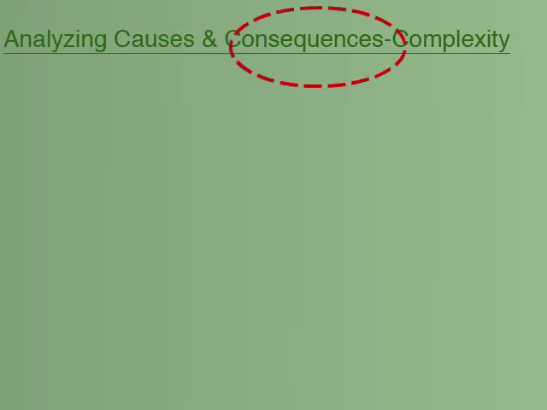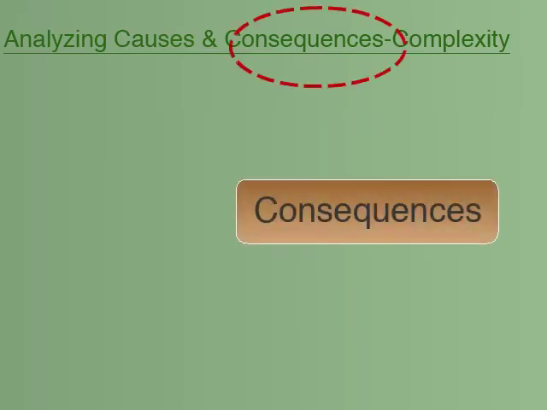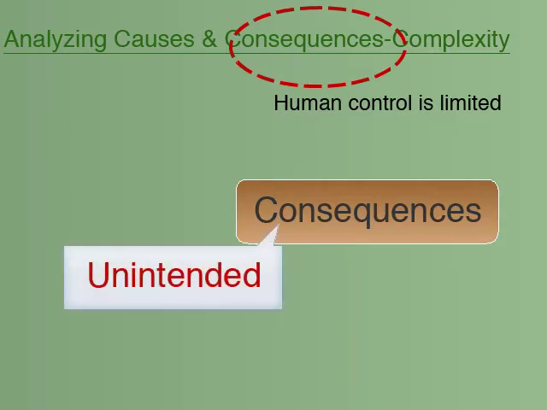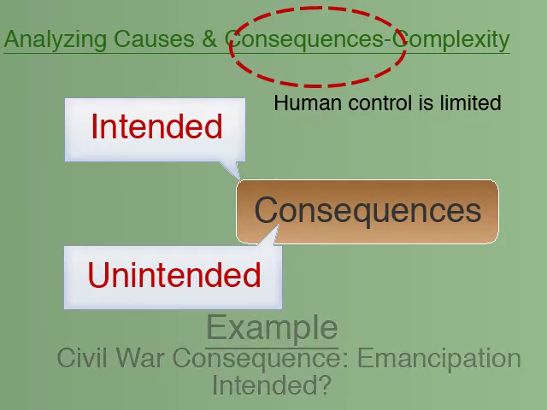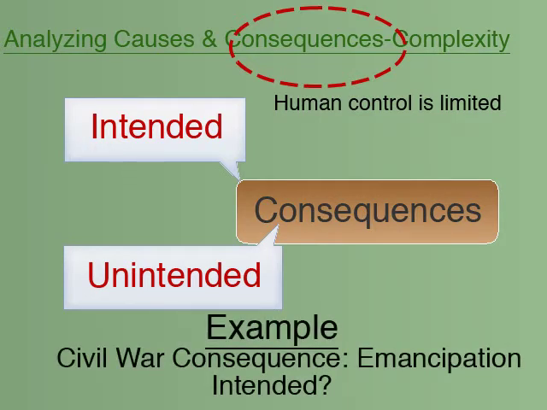When considering the consequences of decisions people make, remember that they're not always in control of the results of their actions. Thus, choices, decisions have unintended as well as intended consequences. For example, consider the Civil War. One of the consequences of that war was the emancipation of slavery, and the Confederacy initiated that war. And we'd be pretty safe in assuming that that was not their intention.